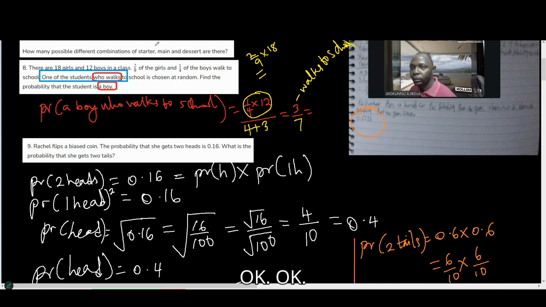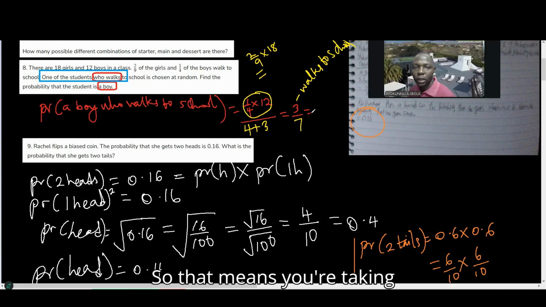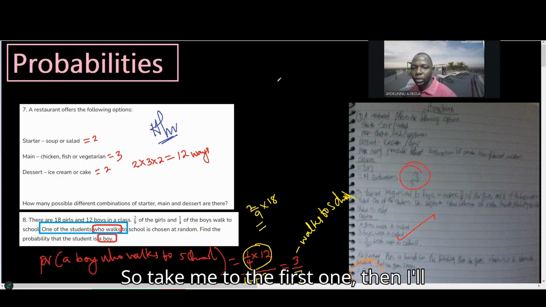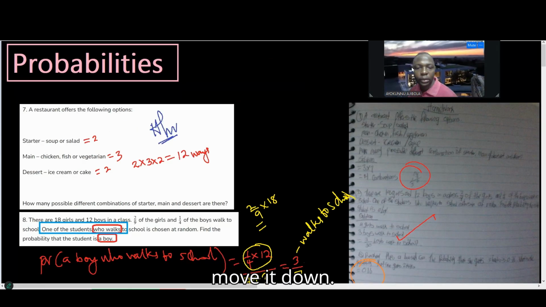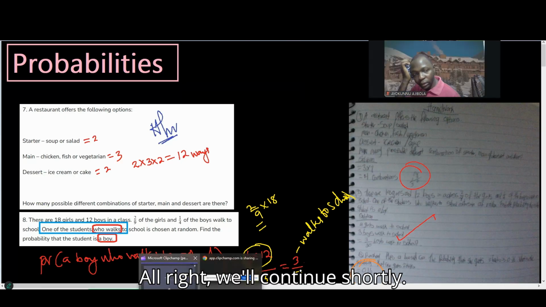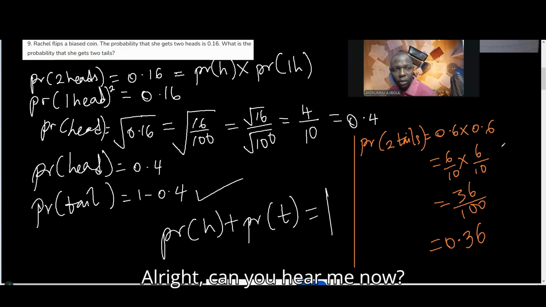Okay? Okay. So that means you're taking down the three corrections. So take note of the first one, then I'll move it down. All right. We'll continue shortly. All right. Can you hear me now?